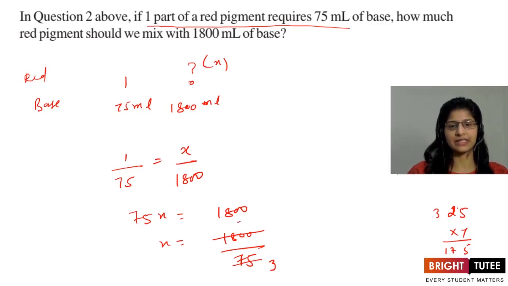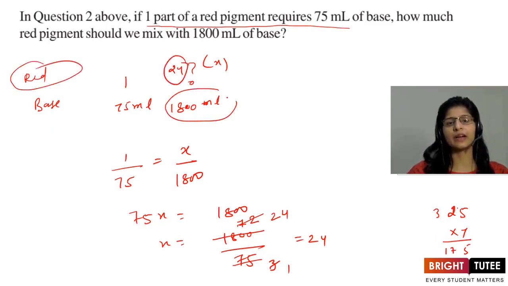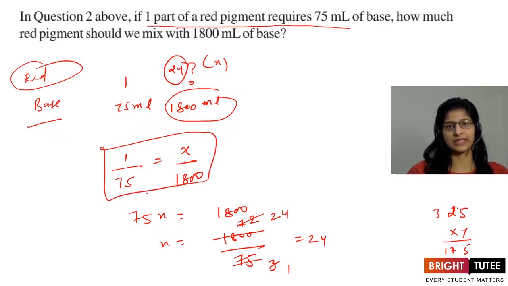So the 7 will cancel, right? We are left with 5, so 25 2s are... 3 1s are 3, 2s are 6, 3 4s are 12, we get 24. So we need 24 parts of red pigment for 1800 milliliter of base. Is that clear? So using the direct proportion, we are using it.